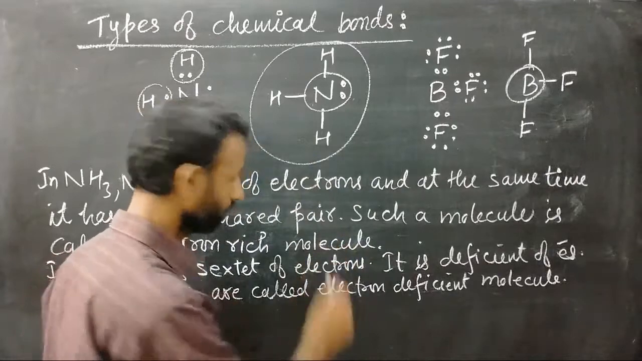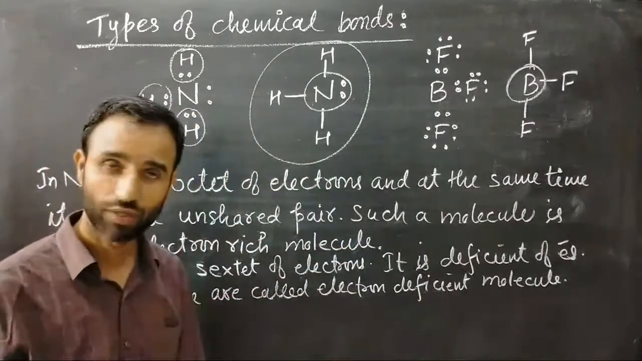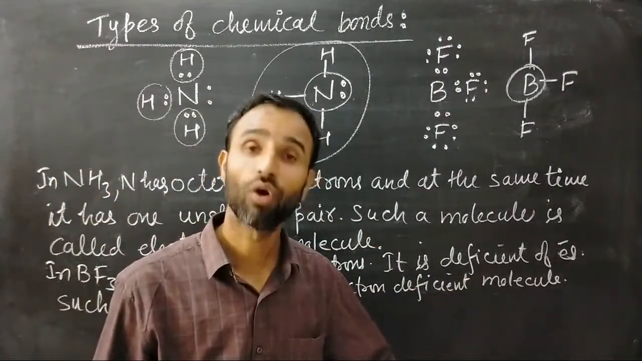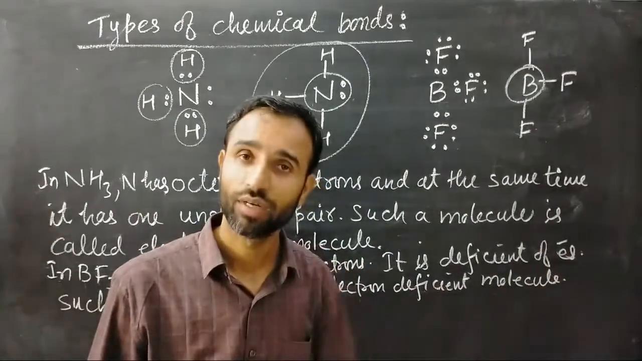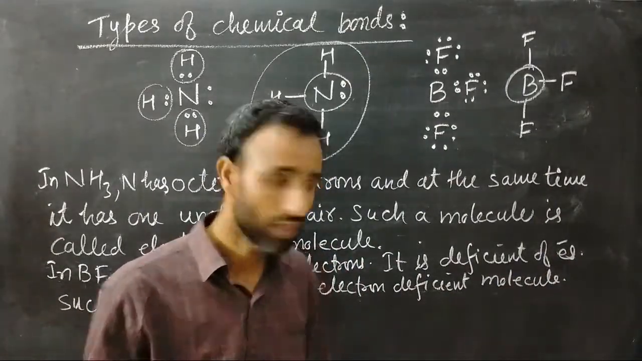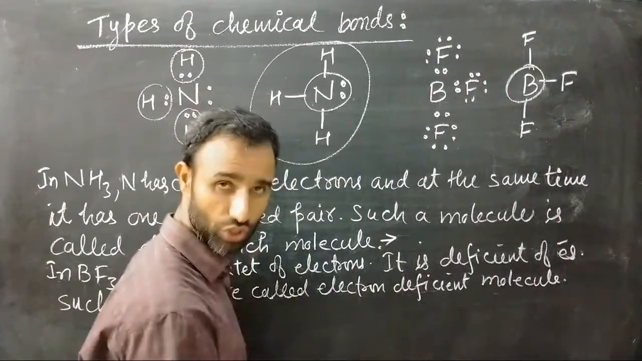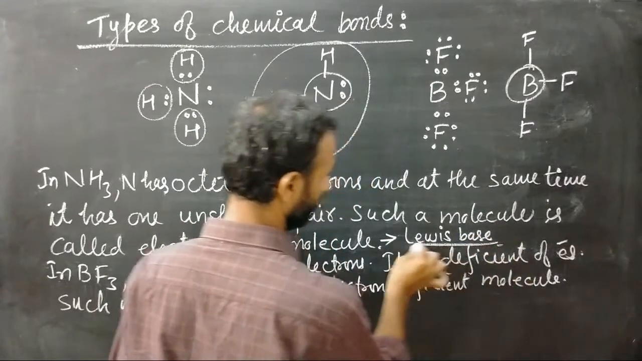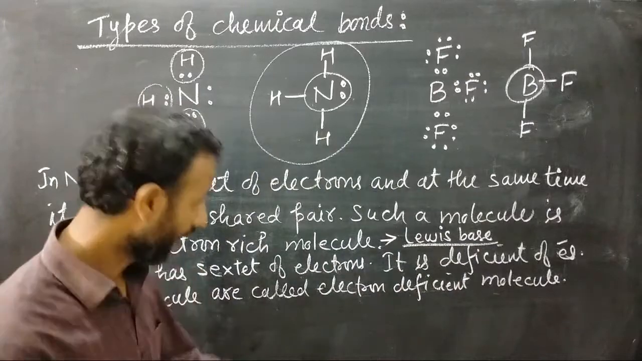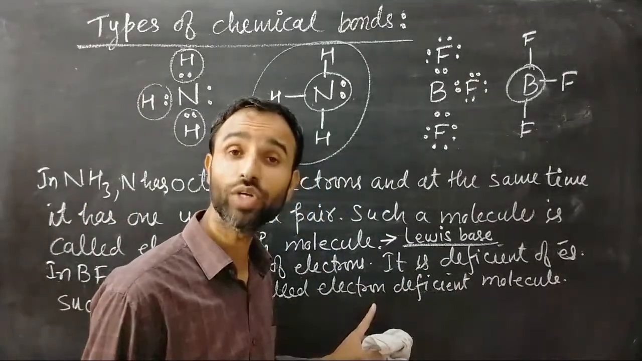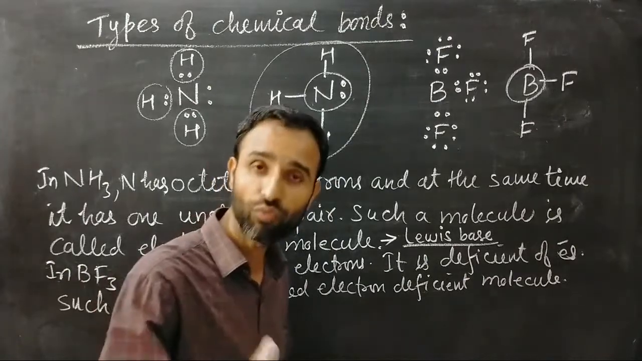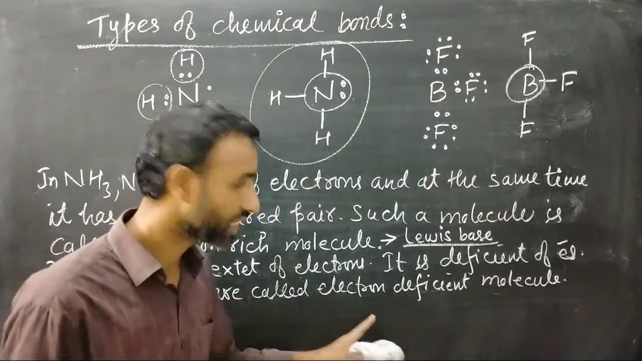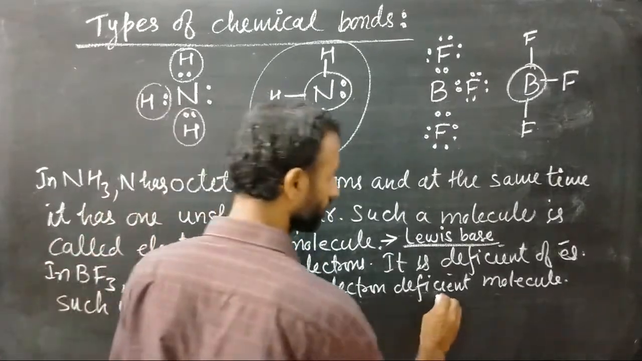One is electron rich, the other is electron deficient. So electron rich can donate its pair or can share its pair with another molecule or atom. Such a molecule which is electron rich is called Lewis base. The one which has a tendency to lose electrons is called Lewis base, and the one which has a tendency to gain electrons is called Lewis acid.